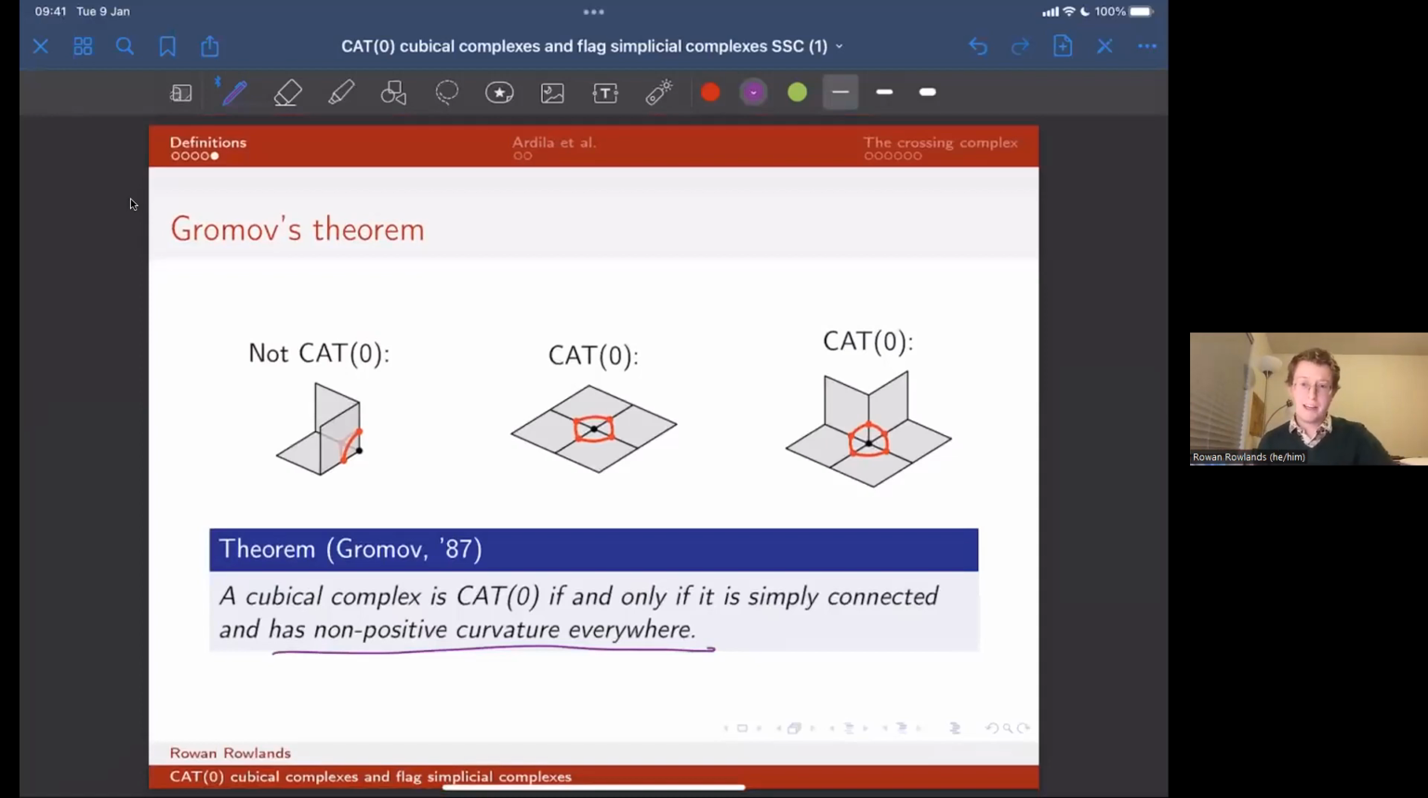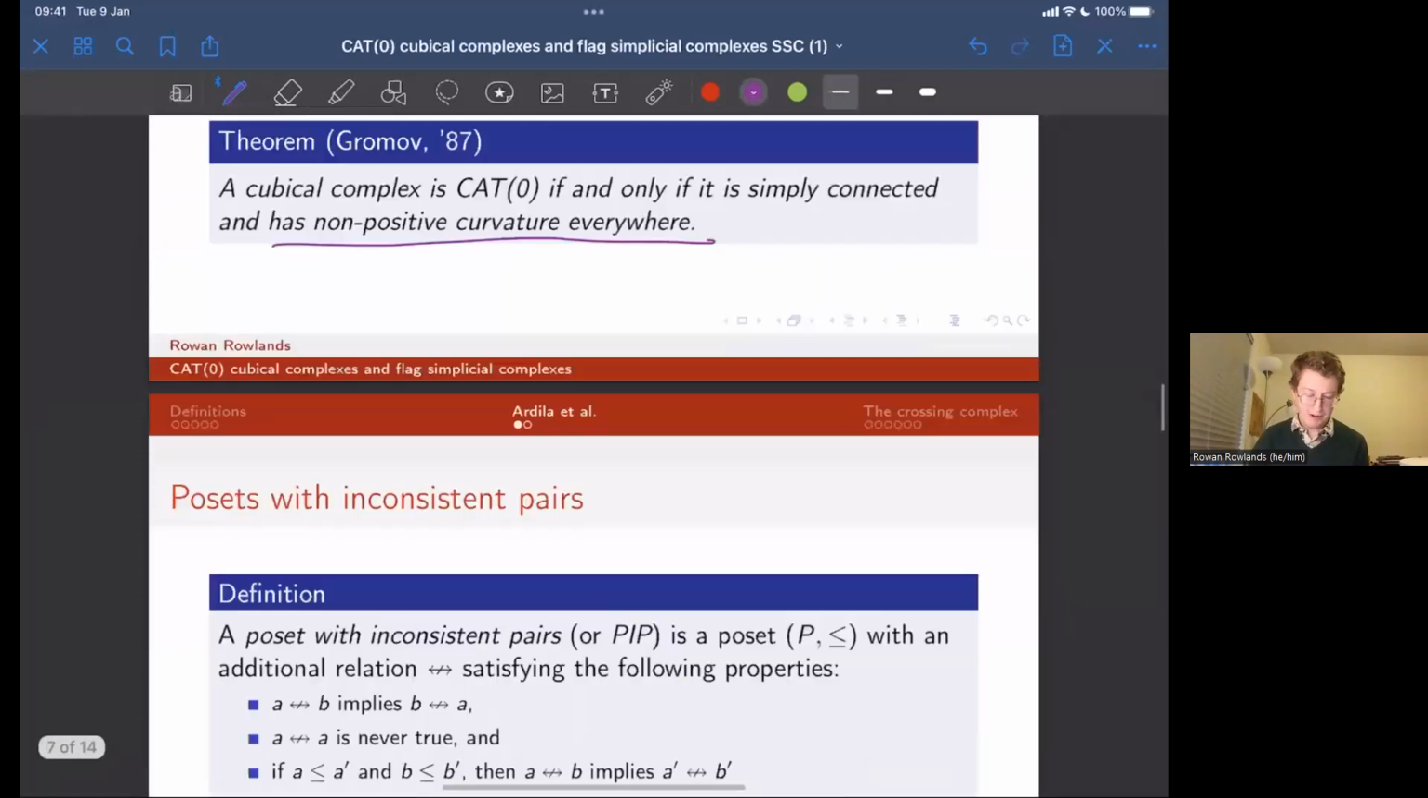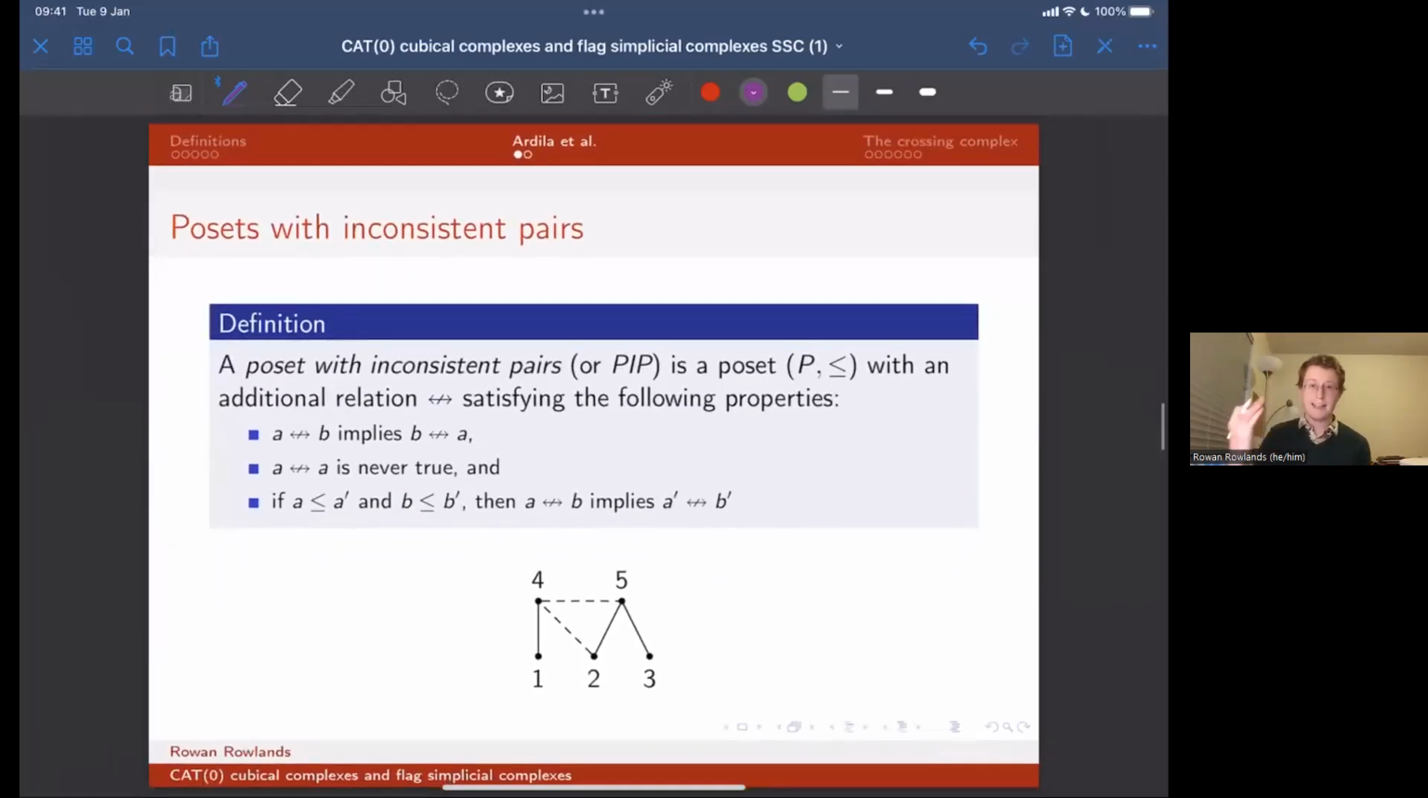All right, so in particular, I care about finite cubical complexes, and kind of the state of the research into finite CAT0 cubical complexes. There hasn't been very much research into them so far. Probably the biggest theorem is a theorem by Ardila et al., which I will tell you in a minute, but before I can tell you that, I need to give one more definition.